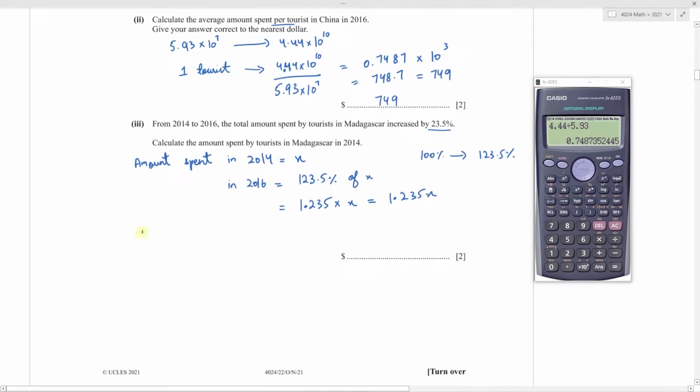So this is equal to 9.13 into 10 power 5, and x will be 9.13 divided by 1.235, 7.39 into 10 power 5 dollars. So 7.39 into 10 power 5.